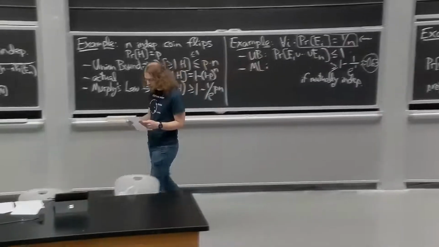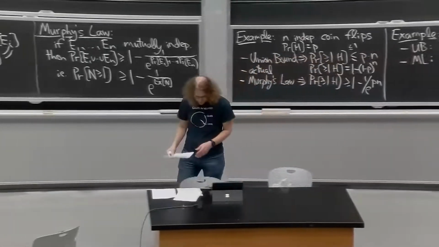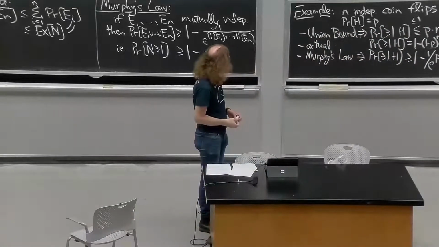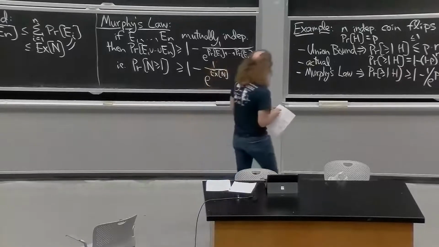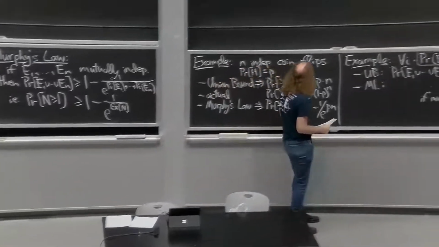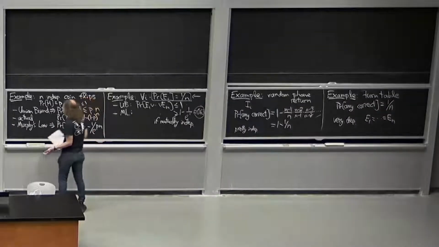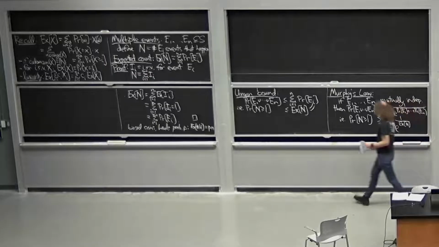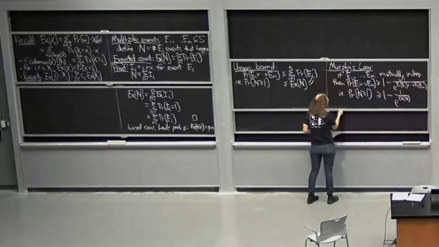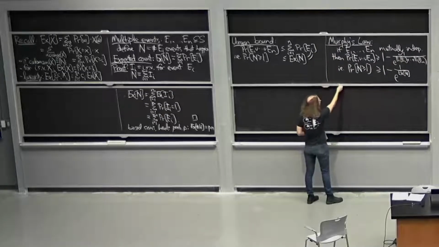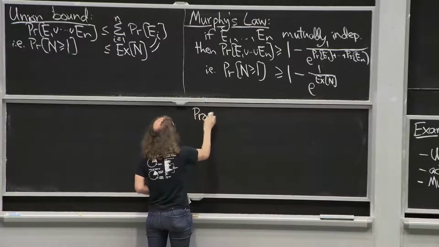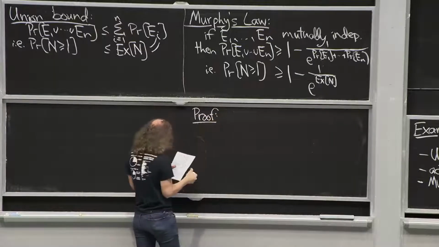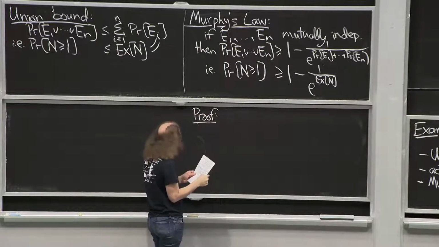OK. I wanted to prove Murphy's law. And then we'll come back to one more example. Where do we head over here? Like, where does this exponential come from? It's an approximation. So it comes from one of these fun facts that we've used before.